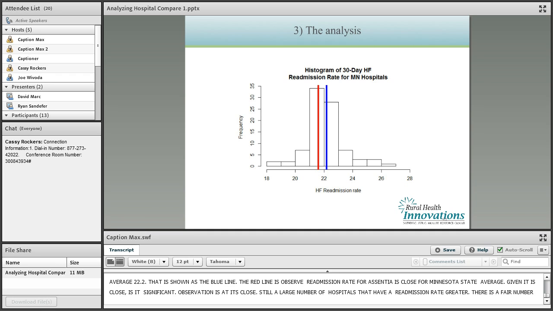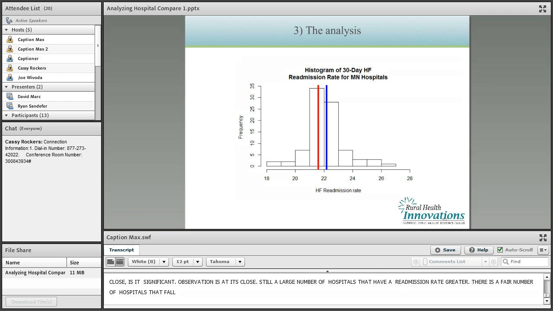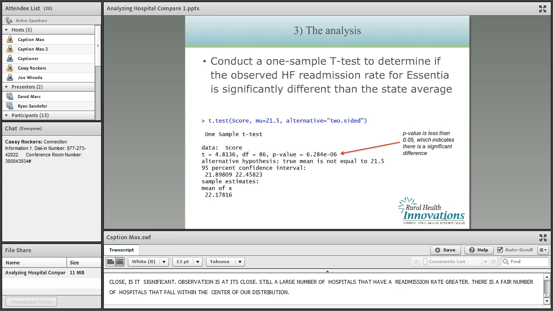The question that we wanted to ask was, looking at this data, could we determine if a specific organization has a significantly different 30-day readmission rate for heart failure when compared to the state average?